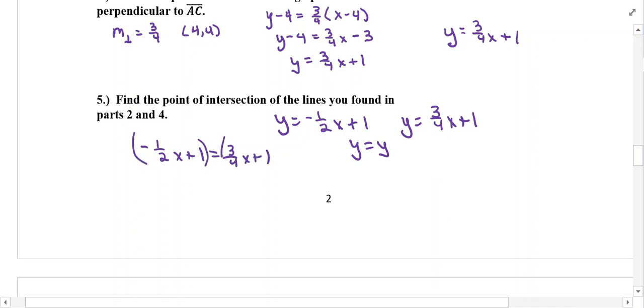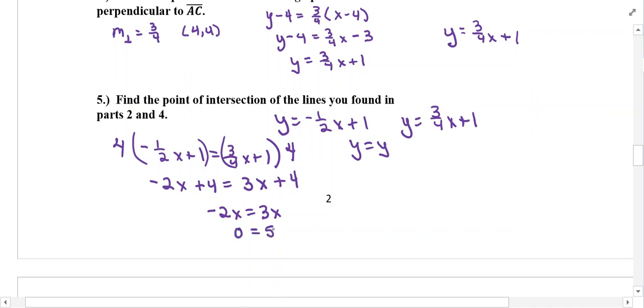I want to get rid of the fractions, so I'm going to multiply both sides by 4. 4 times -1/2 would give me -2x. 4 times 1 is 4. 4 times 3/4 is 3x, plus 4. Subtracting 4 from both sides, I have -2x equals 3x. So I would have 0 equals 5x. So x would have to equal 0. So the intersection point would be (0, 1).